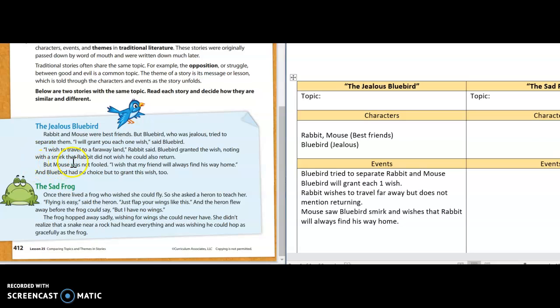So right here, but Mouse was not fooled. "I wish that my friend will always find his way home," and Bluebird had no choice but to grant this wish too.